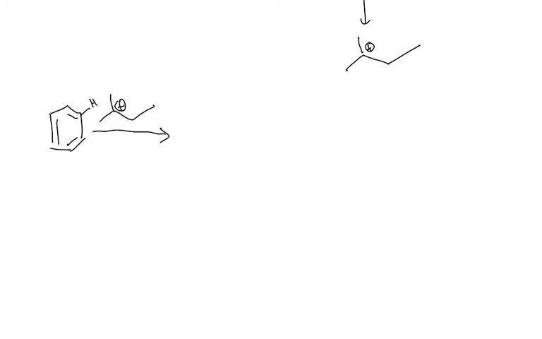Go ahead and draw in the hydrogen that's going to end up being substituted. So the pi bond from the benzene is going to undergo nucleophilic attack onto our electrophile. And this is going to give us our sigma complex.